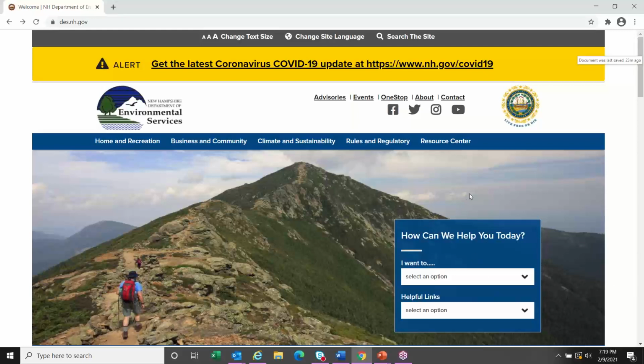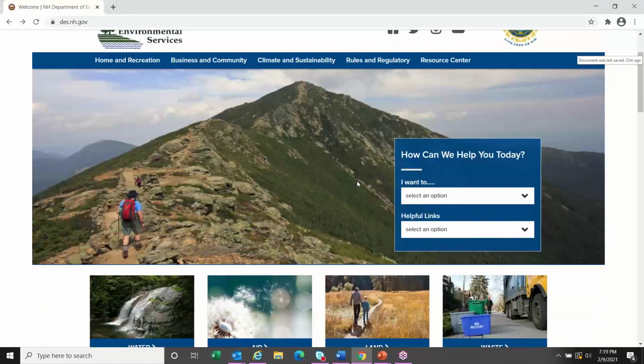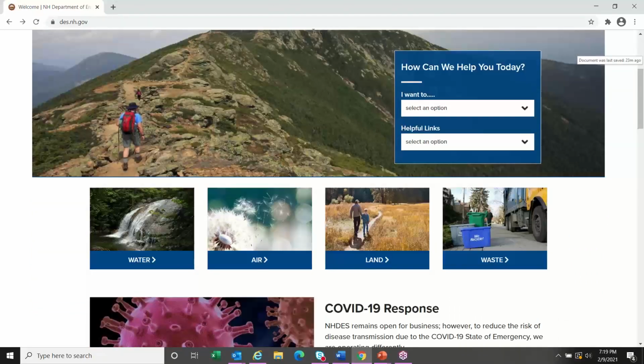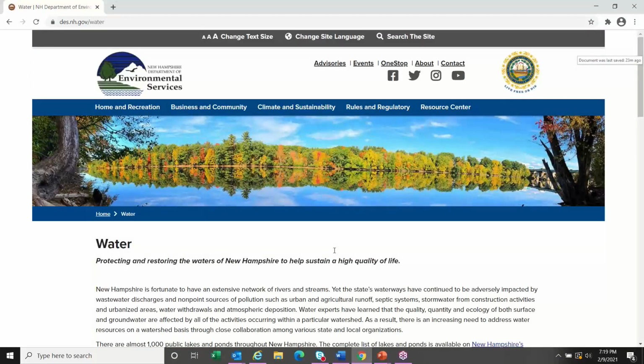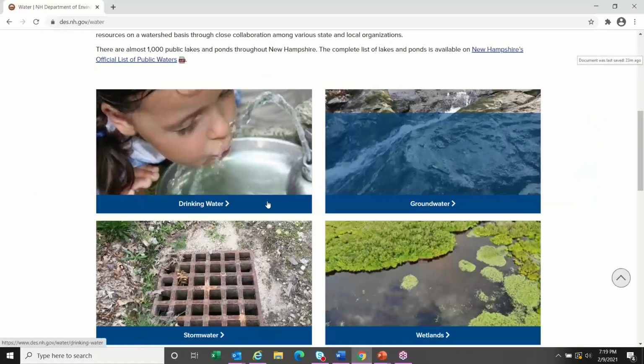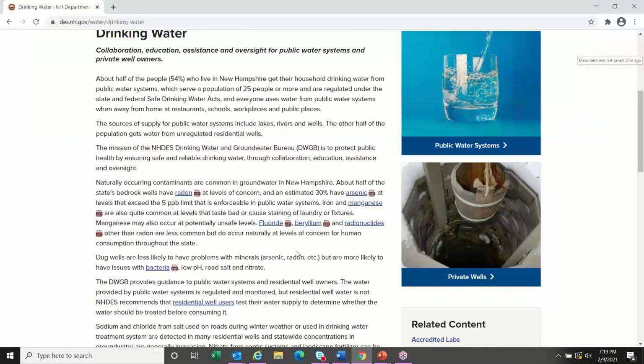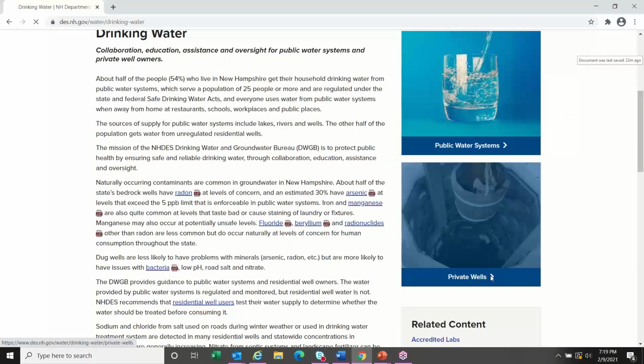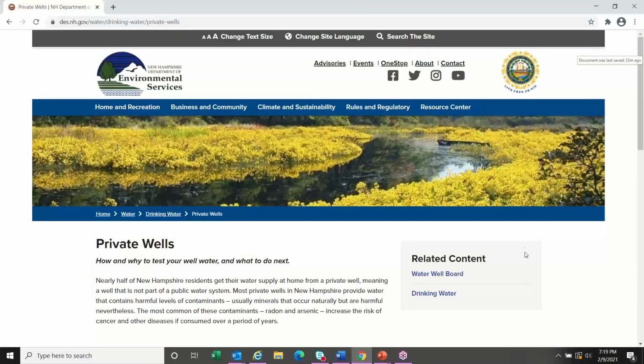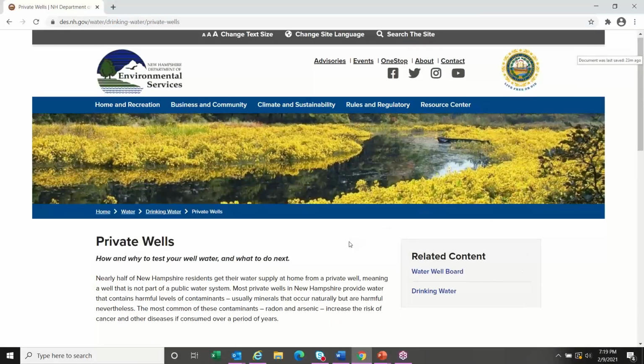So I'll navigate through this site a little bit to show you how to find some information related to wells and water quality for private well owners. You can see the website address up here, des.nh.gov. So this first tab here says water. If you click on that, you can start with that. Scroll down a little, then go to drinking water. And on the drinking water page to the right is a tab for private wells. Click on that. So this brings you to the private wells page.